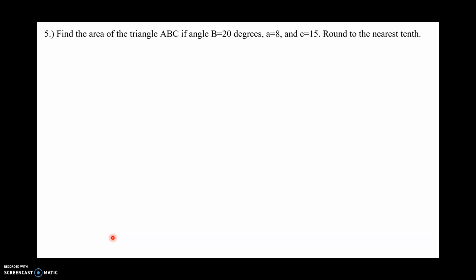Now also in 10.1 and 10.2 we looked at two area formulas, the area of a side-angle-side and the area of a side-side-side.